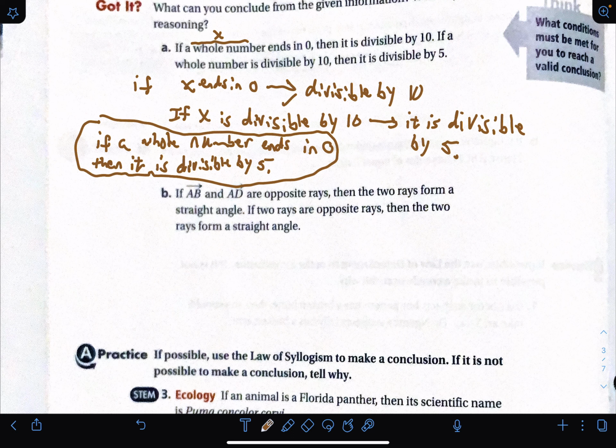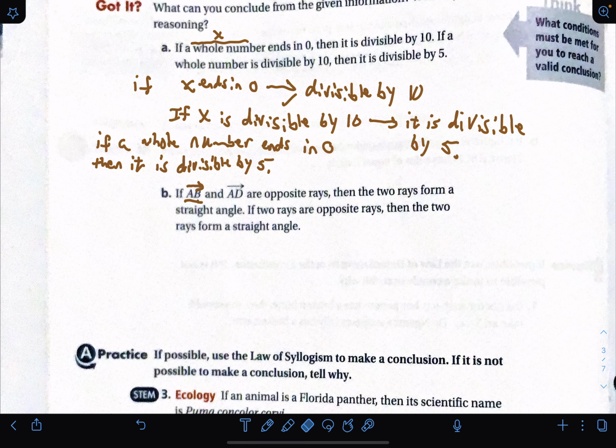Okay, here's some geometry notation. If ray AB, that little line right there with one arrow, means it's a ray, and ray AD are opposite rays, then the two rays form a straight angle. If two rays are opposite rays, then the two rays form a straight angle.